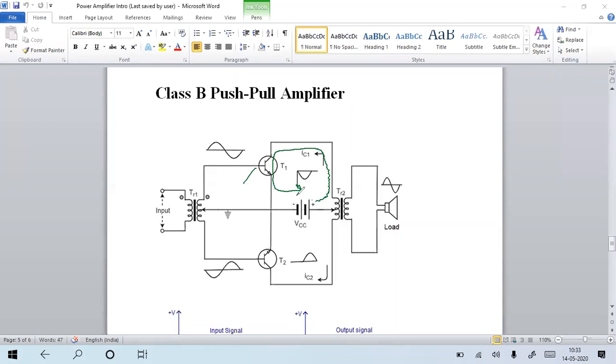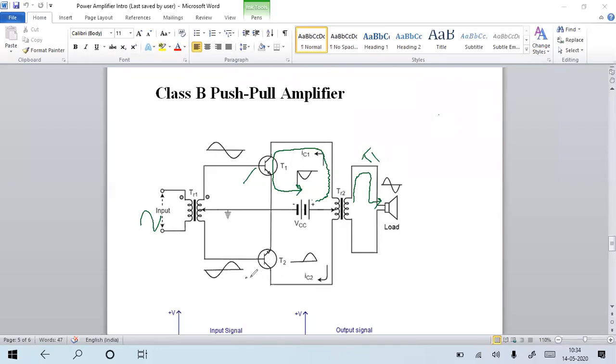So what will happen? This current is mutually connected with the load. So what is the current flow through the load? This direction. I can say this is the current flowing through the load due to transistor 1. So during the positive cycle of the input, transistor 1 is forward biased and transistor 2 is reverse biased, because the phase splitter changes the phase of the input signal of transistor 2.